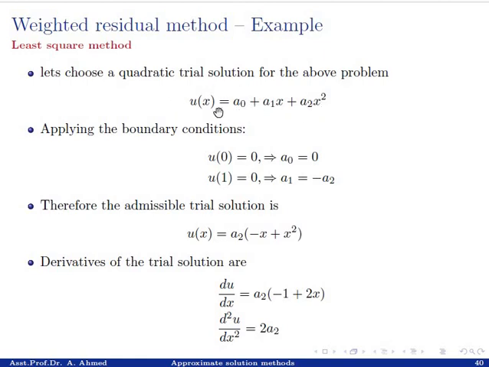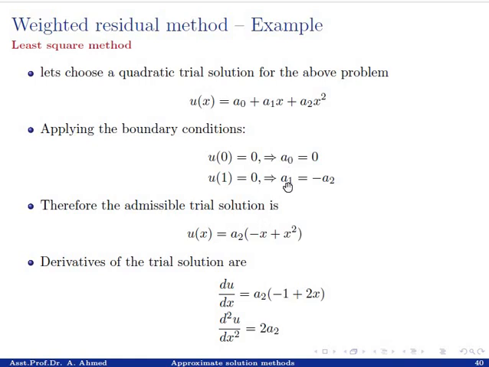This trial function must satisfy the boundary condition, that is, at x equal to 0, u must be equal to 0. Put x equal to 0 in this equation, and u of x equal to 0, so I will get a0 is equal to 0. The other boundary condition is at x equal to 1, u is equal to 0. So put x equal to 1 in this equation and u of x equal to 1, I will get a1 is equal to minus a2.